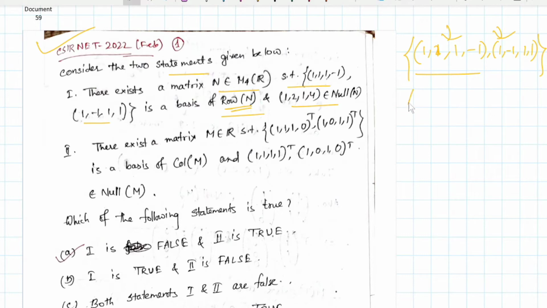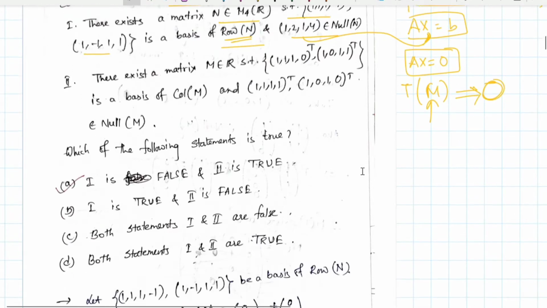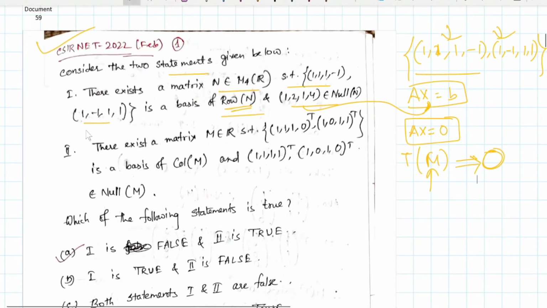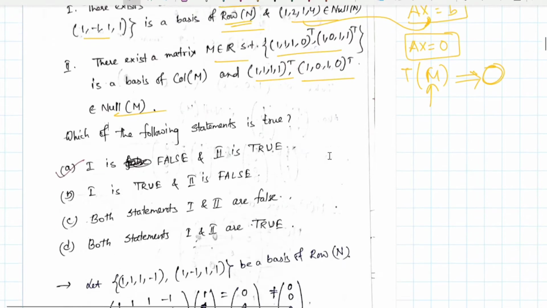That means if we take a system such that Ax = b, and we put these values at x, then that gives Ax = 0. So for this vector, the linear transformation goes to 0. So we first discuss this one, and the second statement says that there exists a matrix M belongs to M4(R) such that this is a basis of the column space of M, and (1, 1, 1, 1) transpose and (1, 0, 1, 0) transpose belong to null M. Here 4 options are given.